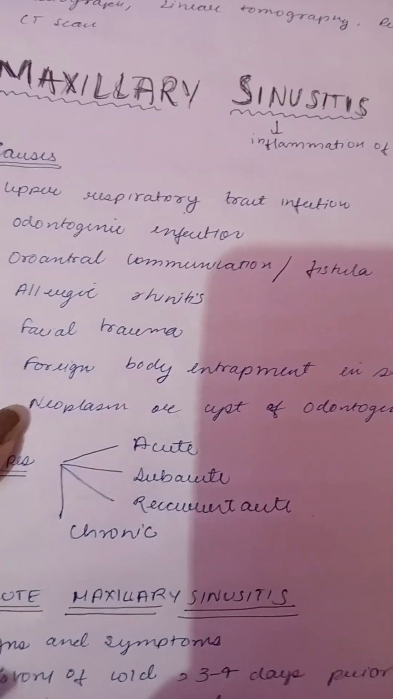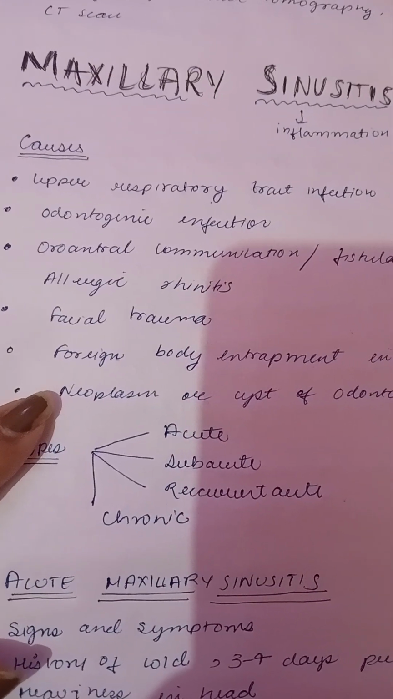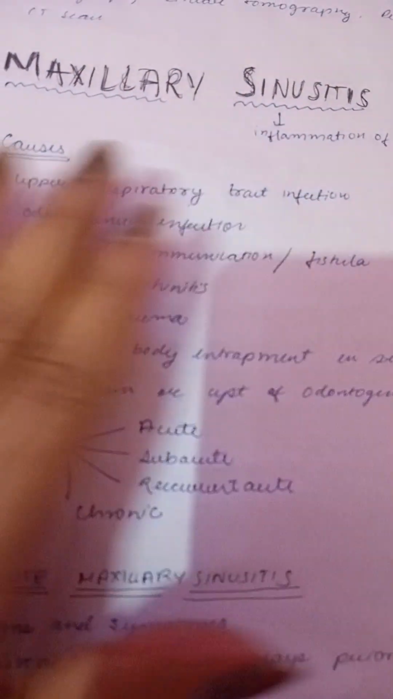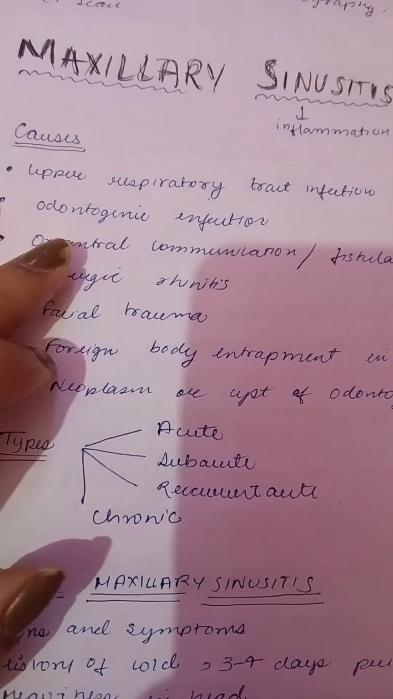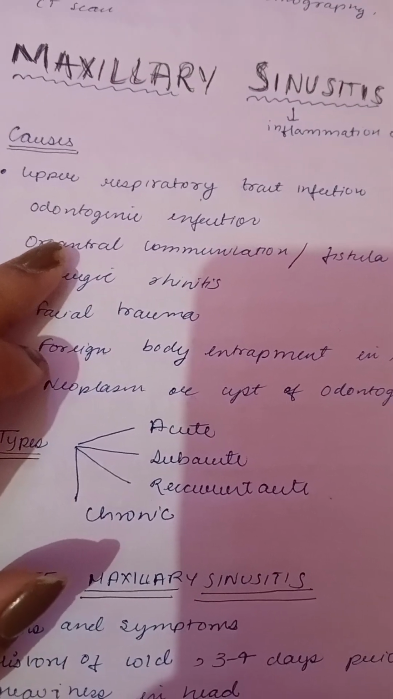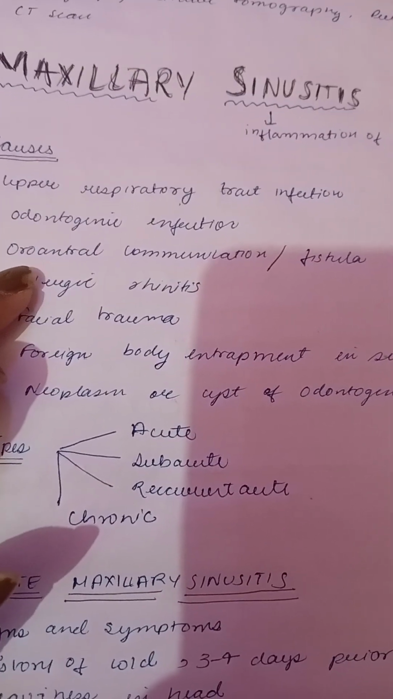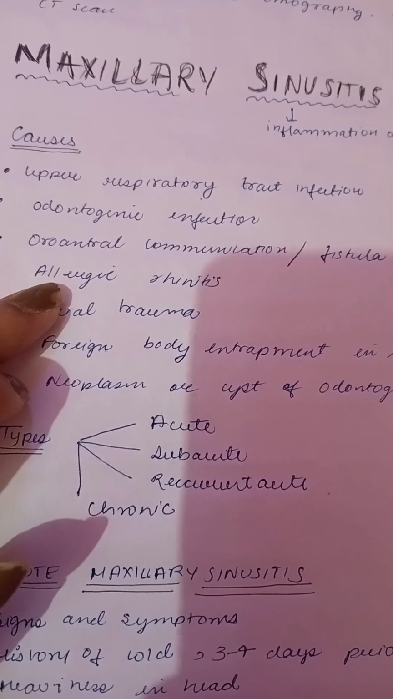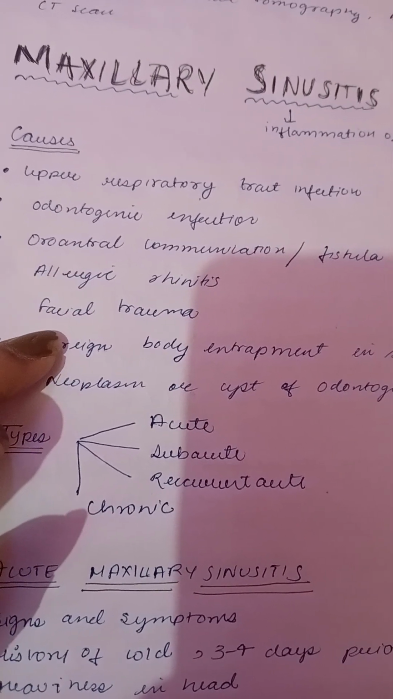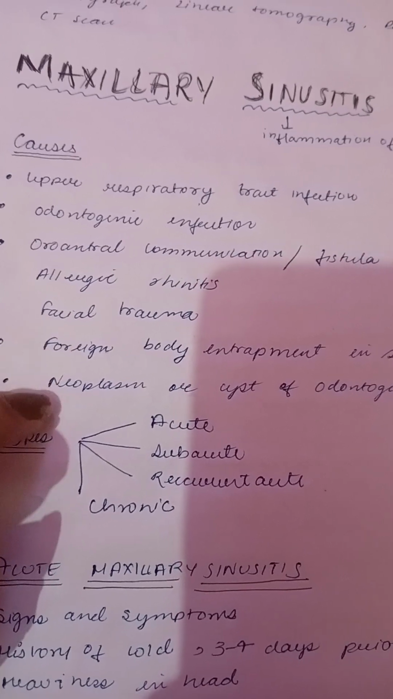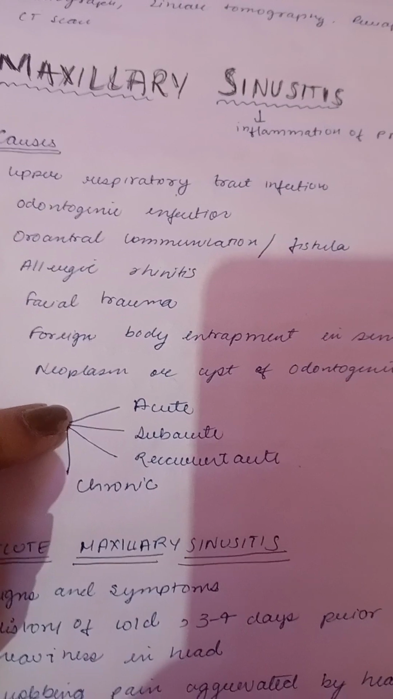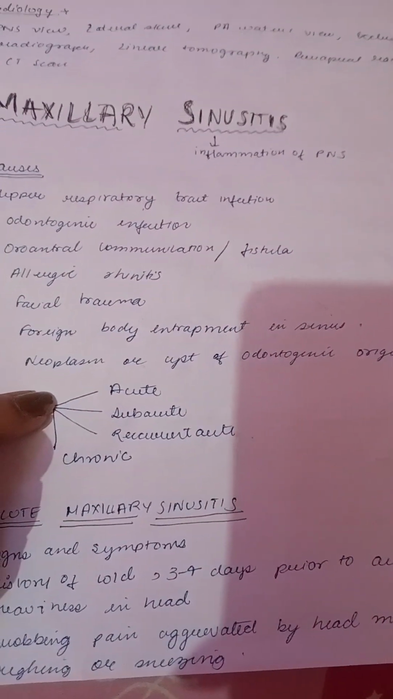What are the causes? These are the general causes of maxillary sinusitis. First, upper respiratory tract infection, very frequently, then odontogenic infection. If there is any oroantral communication or fistula, if there is allergic rhinitis, facial trauma, mid-face trauma, foreign body entrapment in the sinus, or neoplasm or cyst of odontogenic origin.